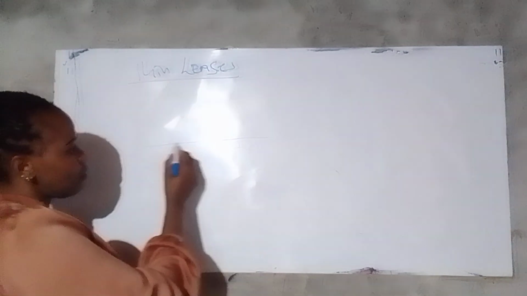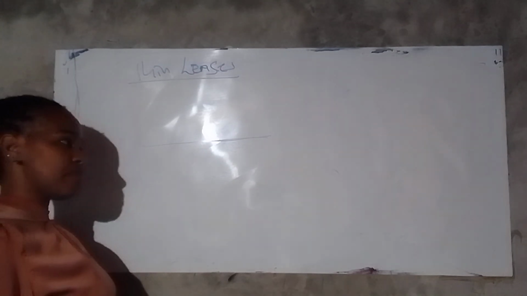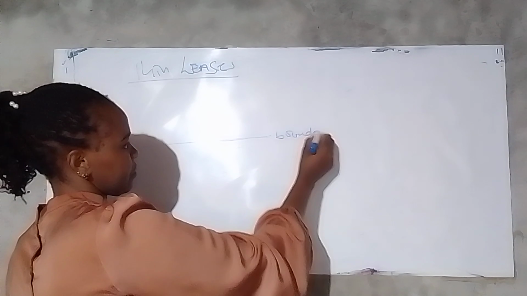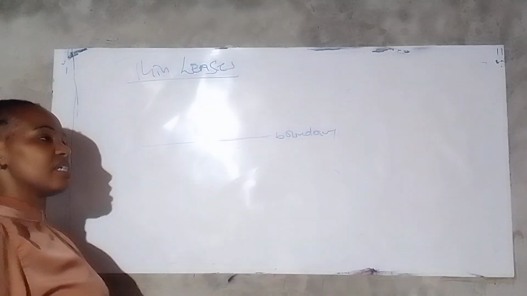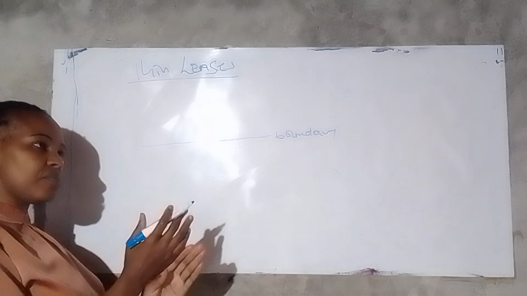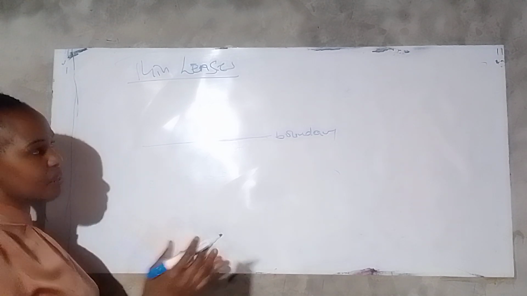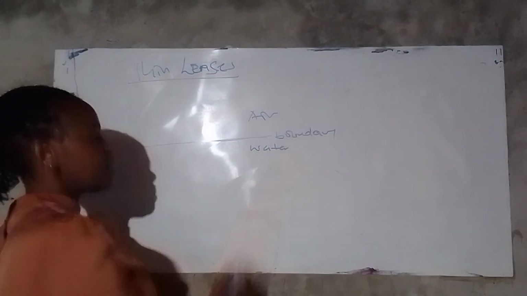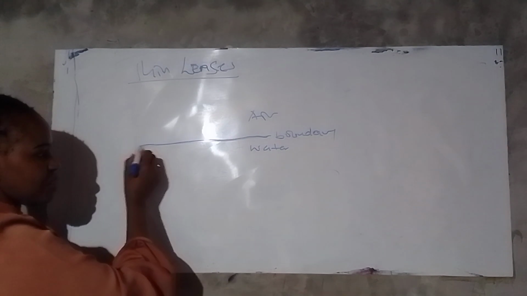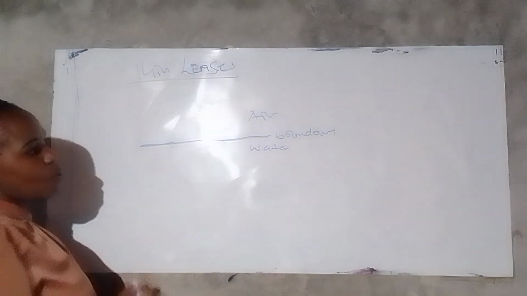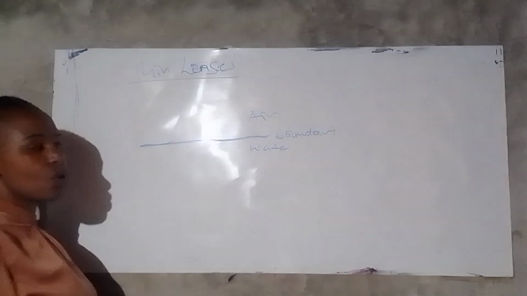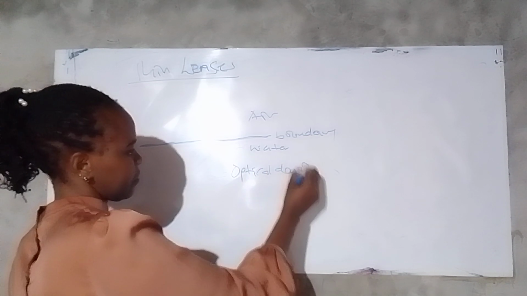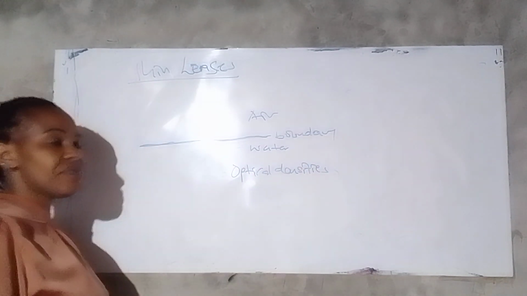Now, if light moves and then it meets a boundary, a boundary simply means that interface between two transparent materials. For example, we could be talking about air, and then we have water. So the boundary between the two is the one that we are referring to. We say the two have what we call different optical densities.